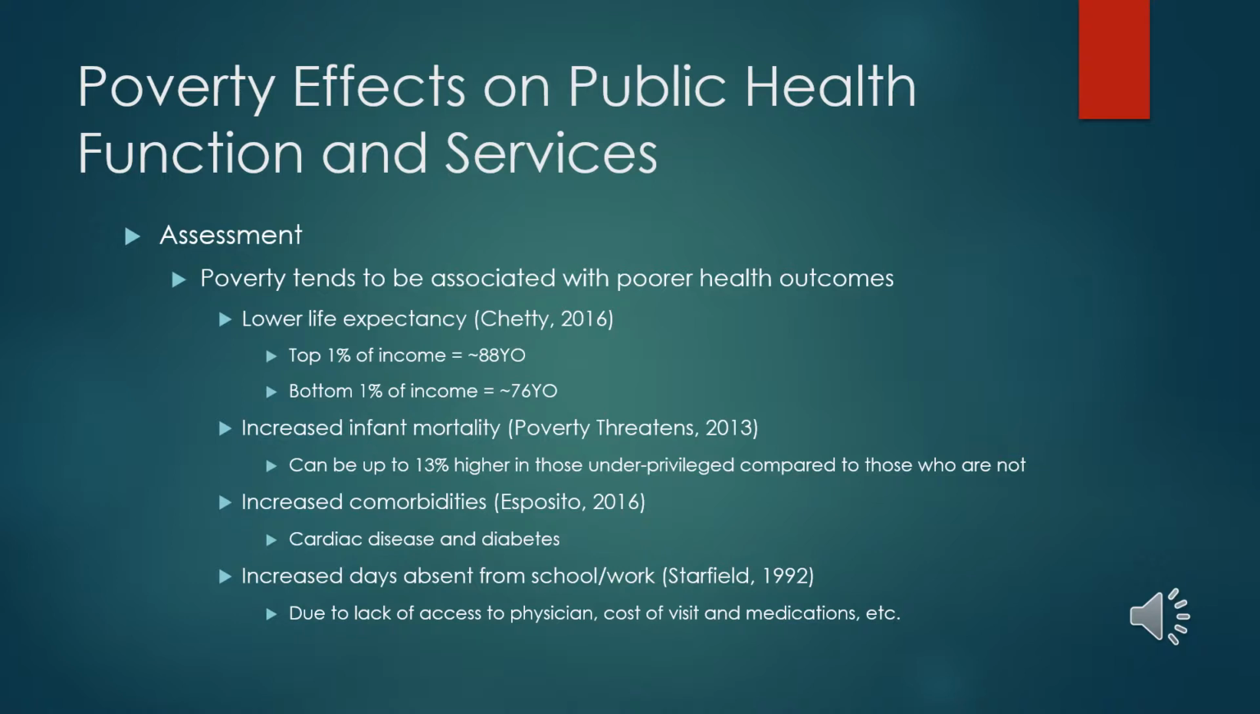Studies using the Appalachian Mountain region of the United States, which traditionally consists of low-income communities, have shown up to 13% higher infant mortality compared to those in other regions of the United States. Again, this is unacceptable. Those living in poverty also have an increased risk of comorbidities like heart disease and diabetes. In addition to these disparities, those in poverty tend to suffer an increased number of days absent from school and/or work due to limited access to care and/or because of the cost of treatment.